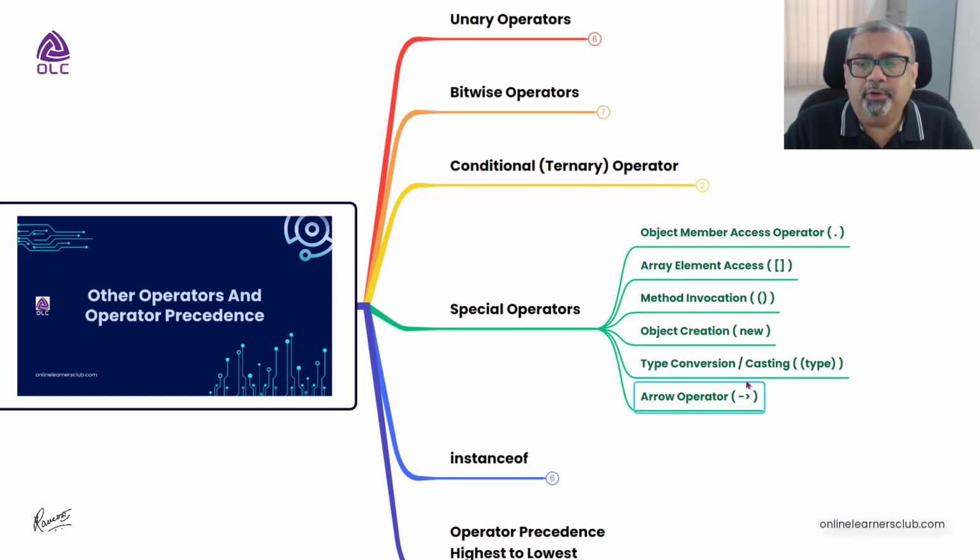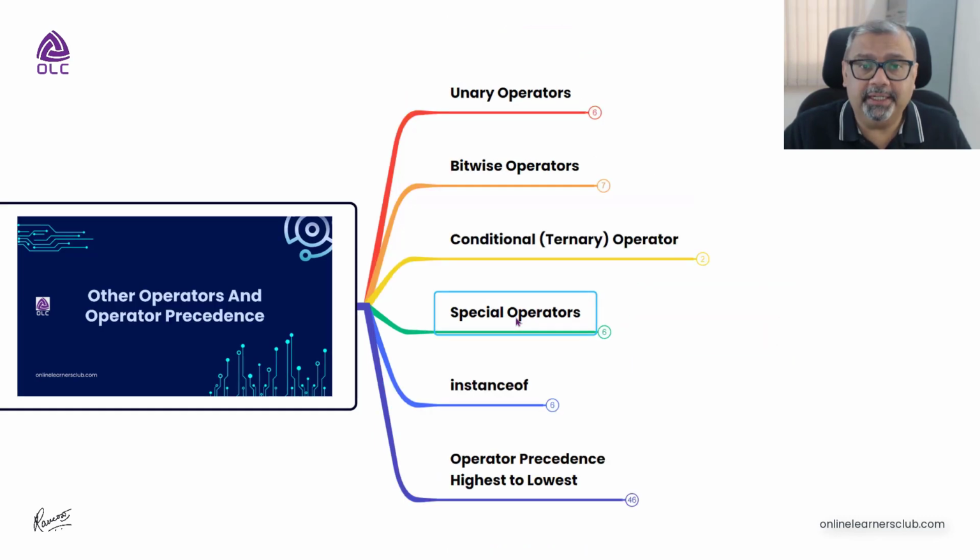In addition to this, we do have another special type of operator called the arrow operator, which we will be using for lambda expressions in functional programming. These things are there in future courses. Alright, so this is about special operators.